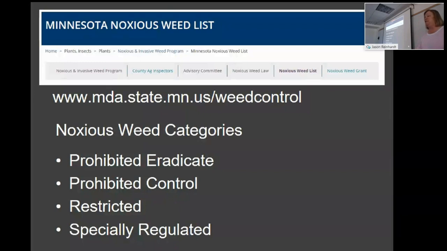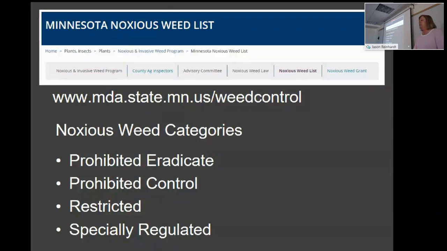Plants on the prohibited control list are more abundant species, and the aim is really to prevent them from spreading. The regulation is that the landowner must prevent the dispersal of mature propagules. Often we're talking about seed, so really preventing something from going to seed. For example, if there's plumeless thistle in a pasture, the landowner is not required to control that plumeless thistle, but does need to keep seed from maturing and blowing into the neighbor's pasture.